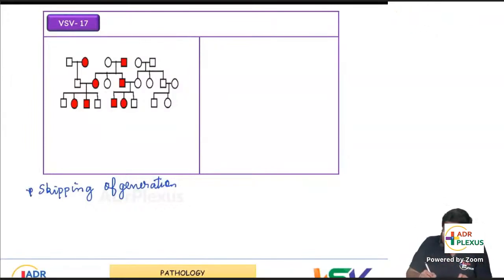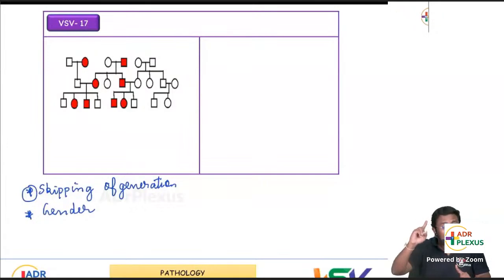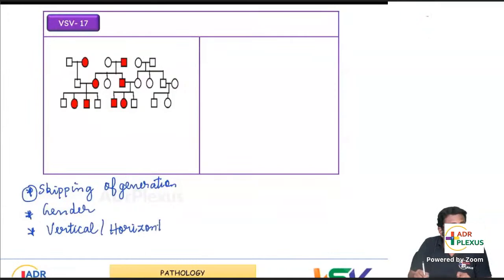Another important point we have to note is which gender is affected, whether it is affecting both males and females or only a particular gender. That point also we have to know. And another important point is the mode of inheritance, vertical or horizontal pattern of inheritance. So all these things we have to know.